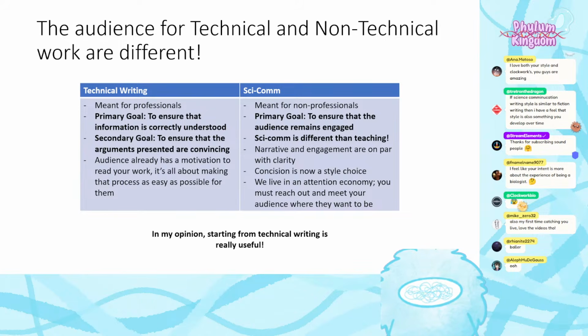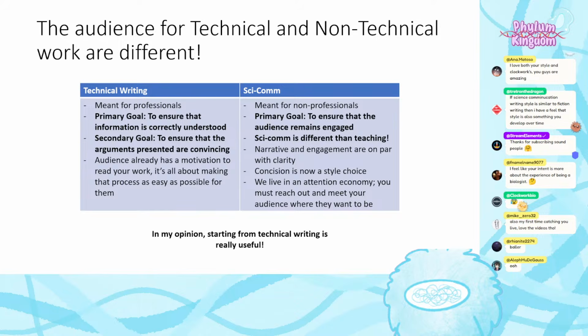So we live in an attention economy. You must reach out and meet your audience where they want to be. You need to make your writing attractive, appealing, engaging. Otherwise, people are just going to swipe, and that sucks, right? So how do we accomplish that, right?